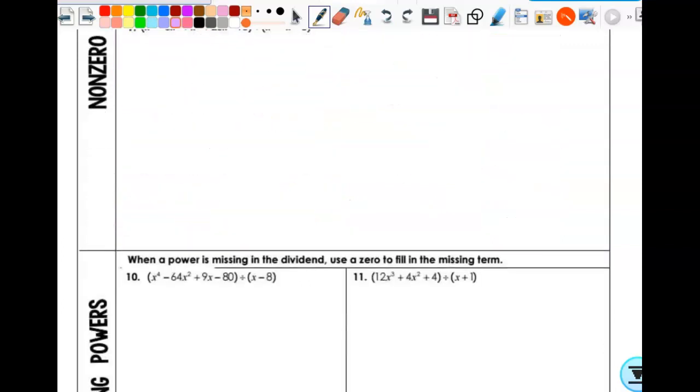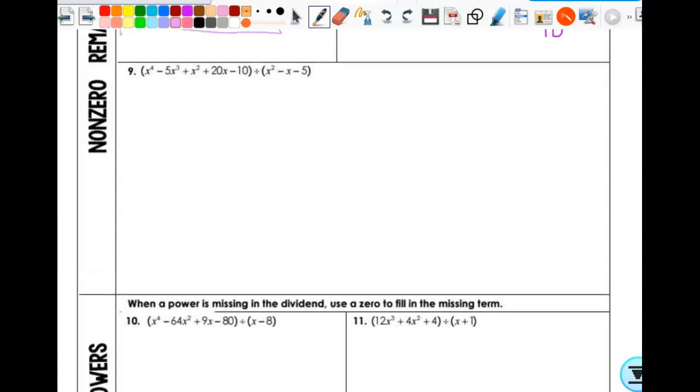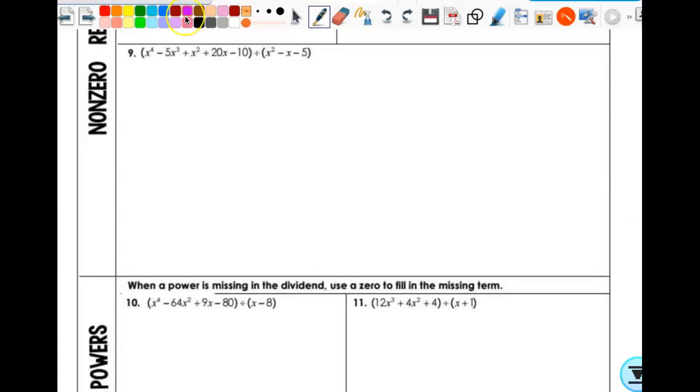Okay, so everything we've divided so far has been a binomial. We can also do this with a trinomial. So let's look at this one. So I'm going to have x squared minus x minus 5 divided into x to the 4th minus 5x cubed plus x squared plus 20x minus 10.